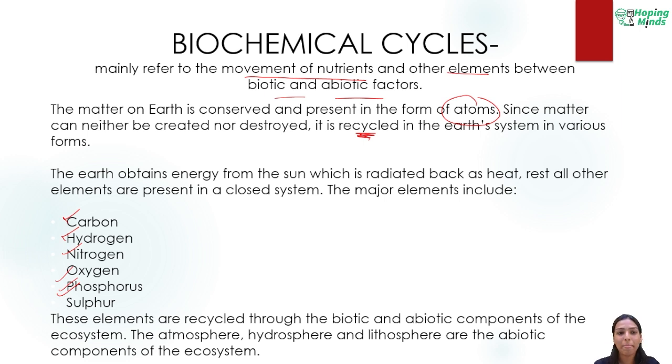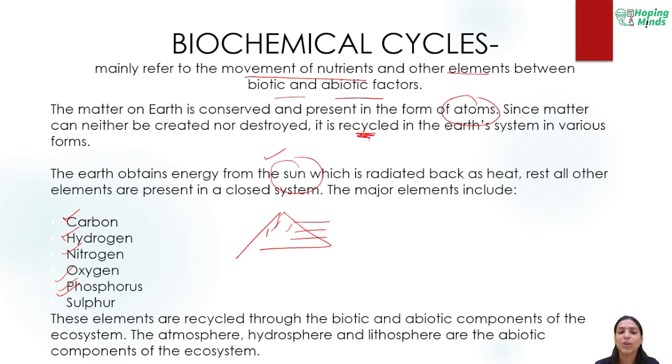Coming back, the earth obtains energy from the sun, the source of all energy, which is radiated back as heat, which we studied in the energy cycle, that as we go above in the trophic level, there is radiation of heat. All other elements are present in a closed system.